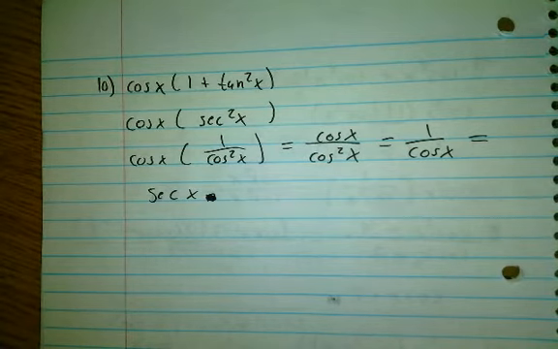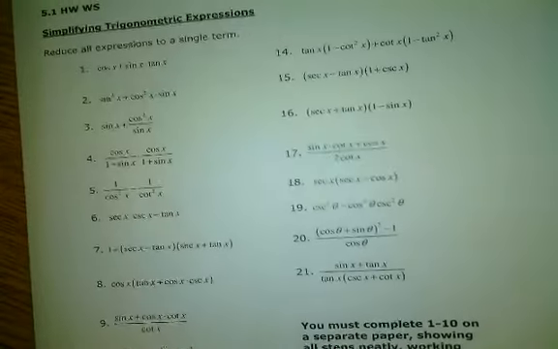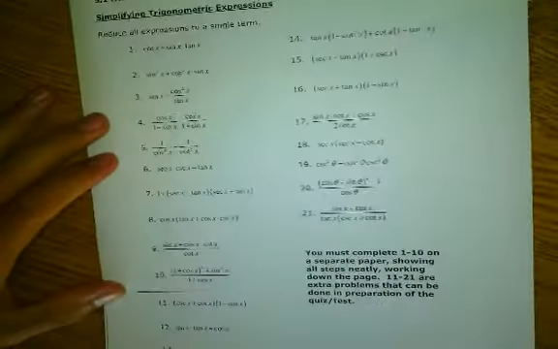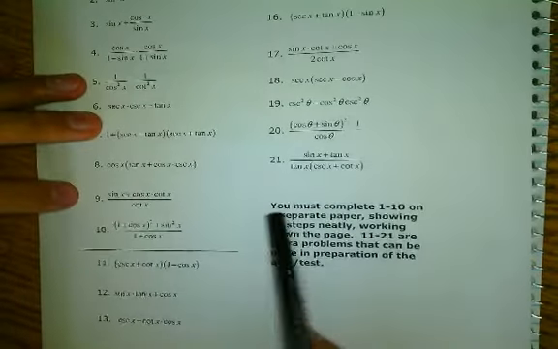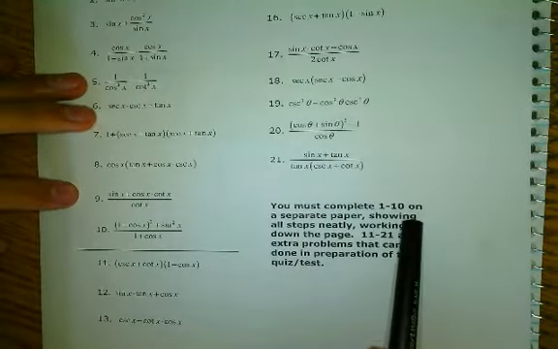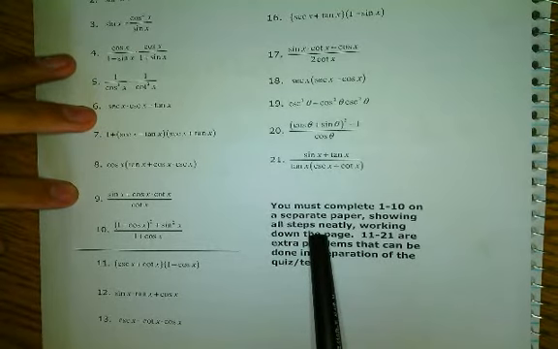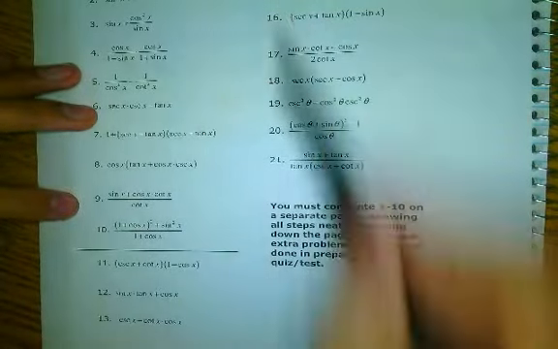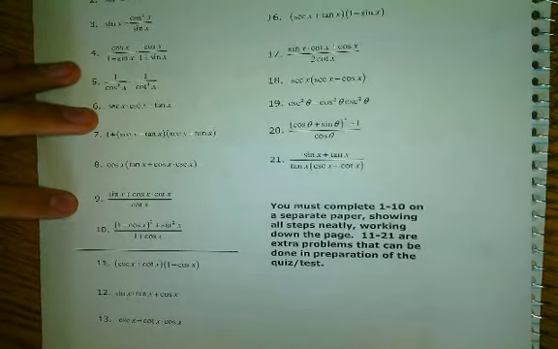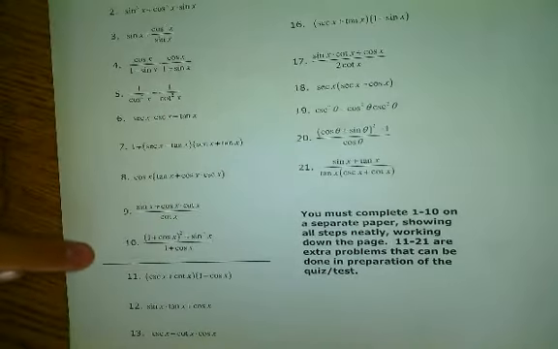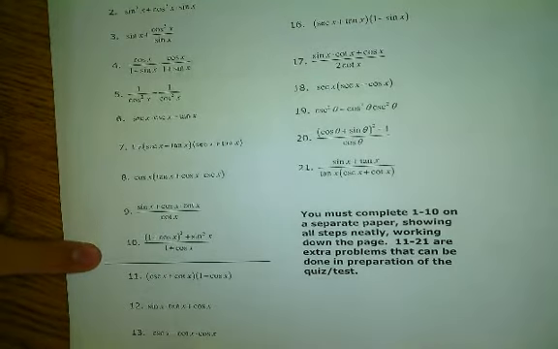This is your homework. There are 21 problems, but read the instructions. Problems 1 through 10 are mandatory. 11 through 21, I'm debating. Maybe I'm going to make them extra credit. We'll see. But 1 through 10 is mandatory. That's your homework. If you don't want to do 11 through 21, don't do them. Okay? But 1 through 10 is mandatory. You're going to need, obviously, your own paper. There's no way you can fit them in here.